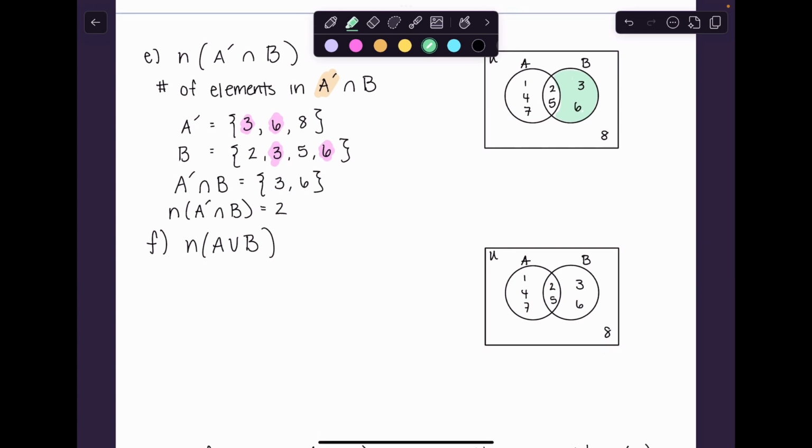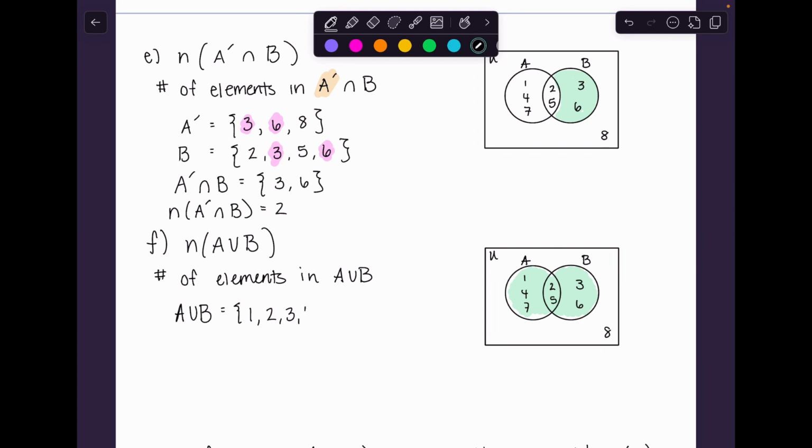And this one's going to be the number of elements in A union B. This one's a little nicer because, again, we've already found the union. It is the numbers 1 through 7. So A union B is 1, 2, 3, 4, 5, 6, 7. So the number of elements here, you can go ahead and count those up, but it's the numbers 1 through 7, so it is 7.